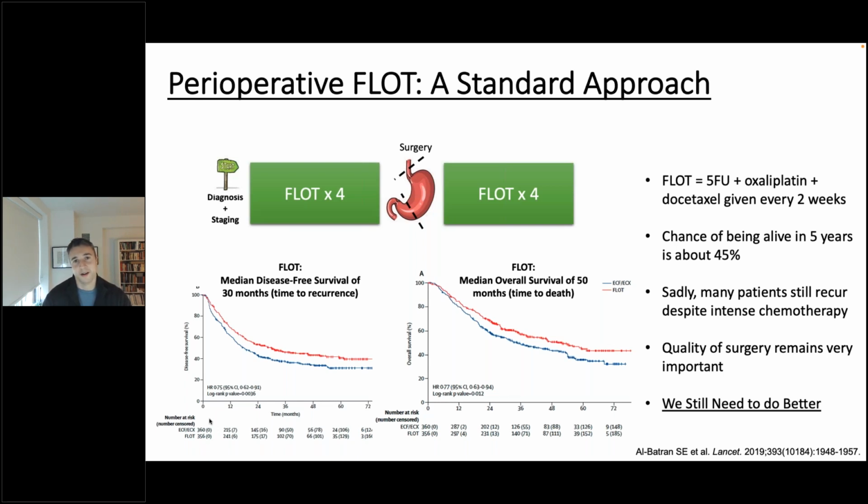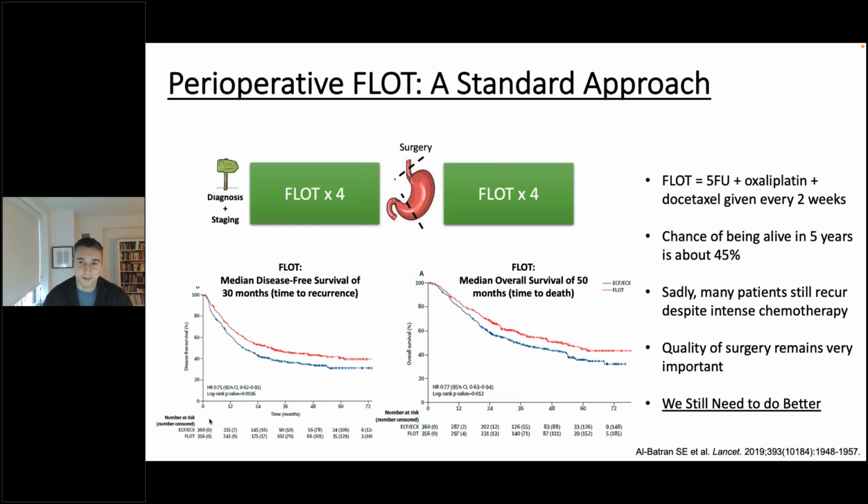That's what they did in the very large trial, and that is probably the gold standard for stomach cancer in the United States. As you can see on the lower panels, these numbers are still not good enough. So even if you go through FLOT, the median time to recurrence is about 30 months, and the median overall survival is about 50 months. So that's only a little bit over 4 years. FLOT is 5-FU plus oxaliplatin plus docetaxel given every 2 weeks. The chance of being alive in 5 years is about 45%.